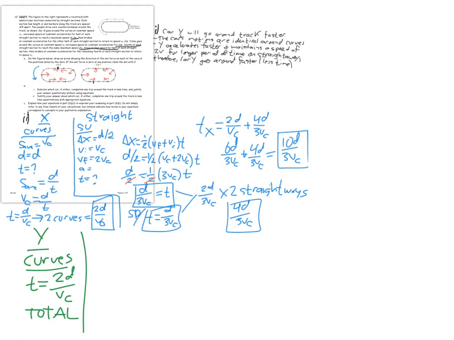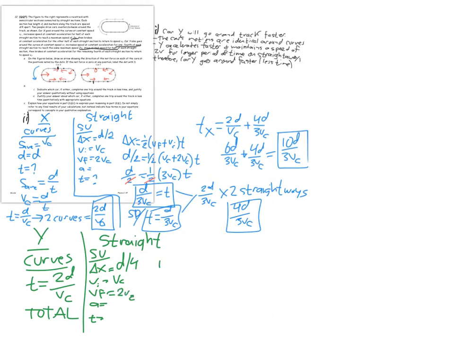My straightaway time will change, okay, and for car Y, it's actually going to be a little bit more complicated because we are speeding up, traveling at a constant speed, and then slowing down. So let's break that up into those three parts. For the speeding up portion, we speed up over a distance of D over 4. We go from VC to 2VC.